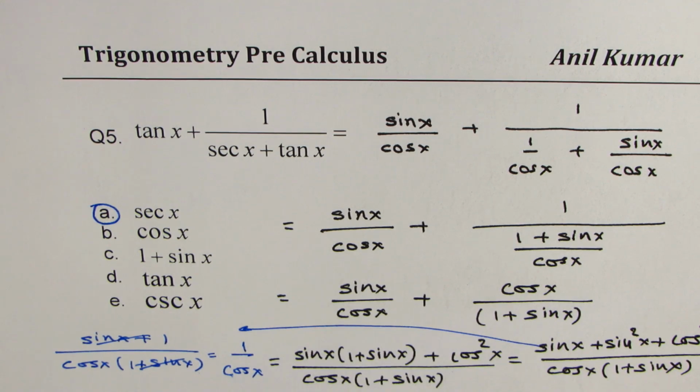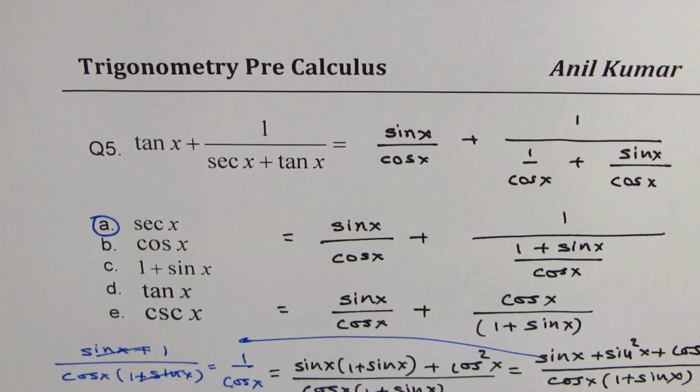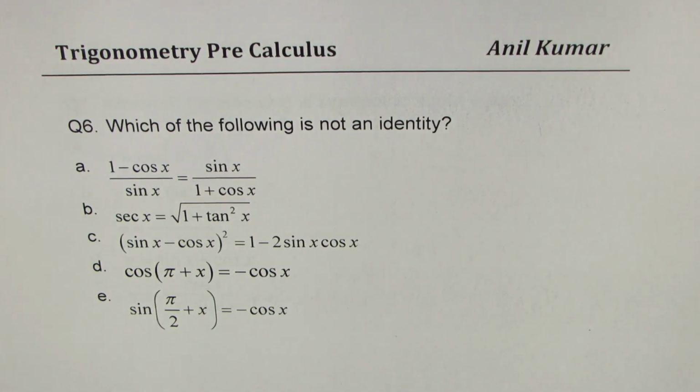So now let's move on and take question number 6. Which of the following is not an identity? 5 are given to you. Now such questions could consume a lot of time in a test paper. So it is kind of necessary to understand the equations and then try out the ones which could probably lead to the correct answer, right?